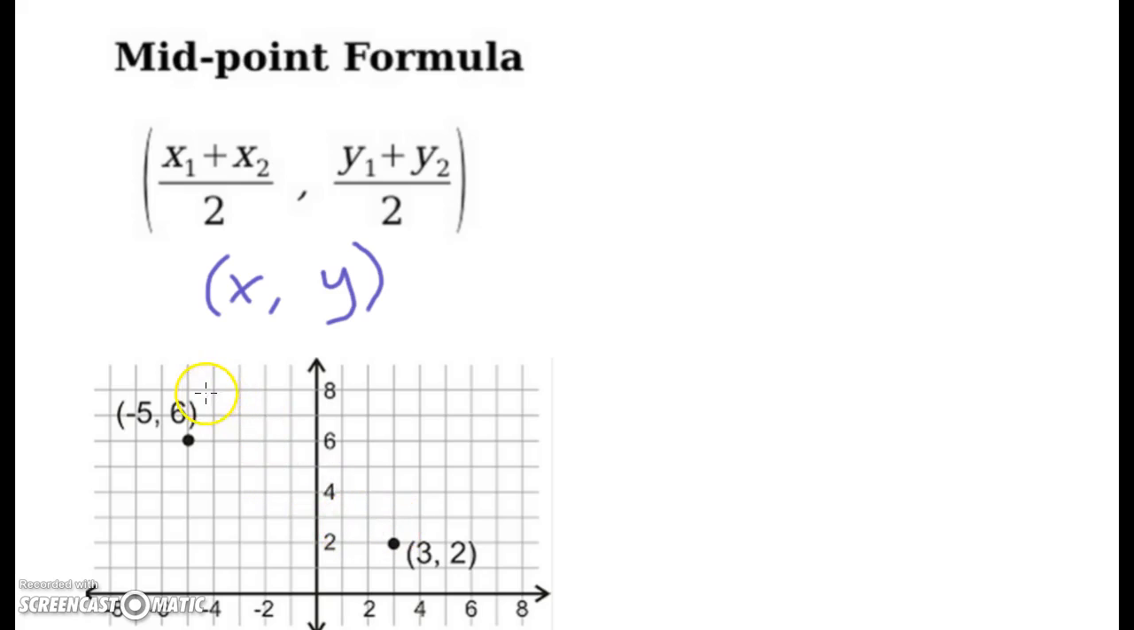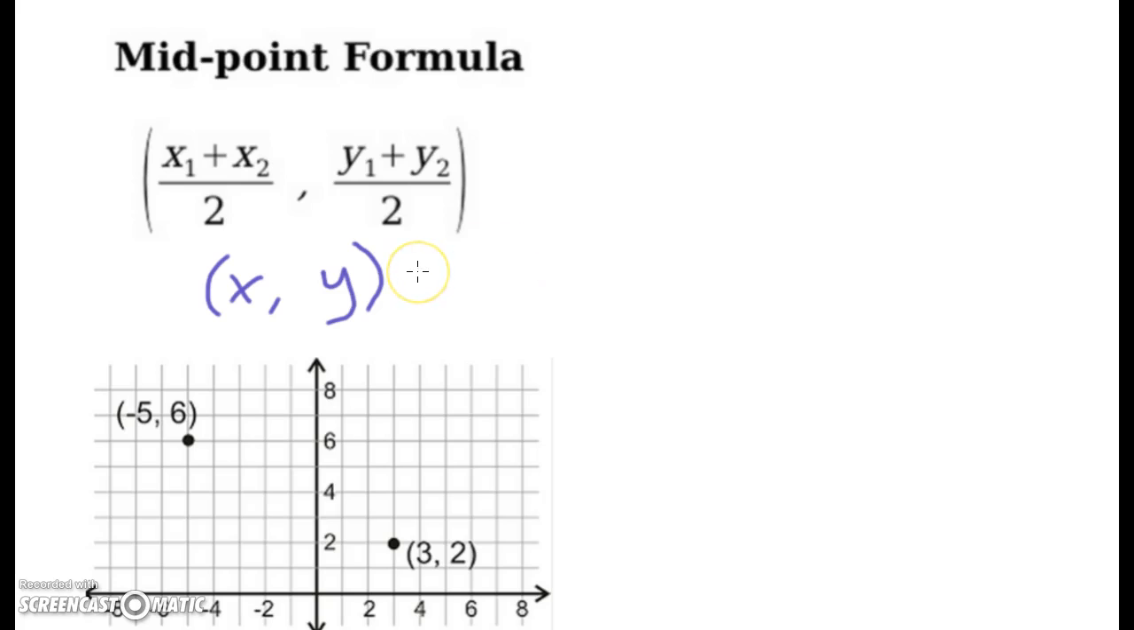Now, I'm going to show you another way to do it. You could use this formula. In order to do that, you need to figure out which one is x1 and which one is y1. A point is made of an x and a y, so you would just plug those in for x1 and y1, x2 and y2, and then plug them into this formula and work them out until you get a midpoint.